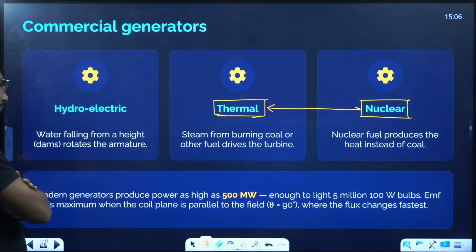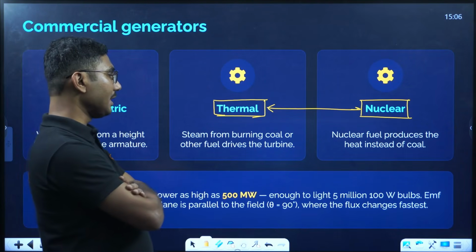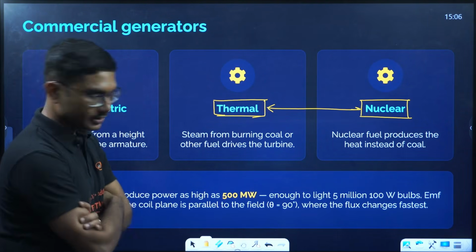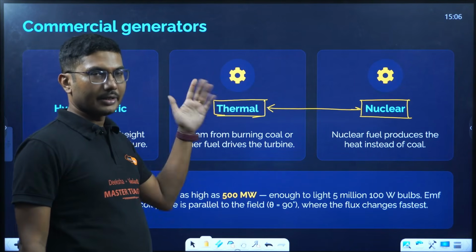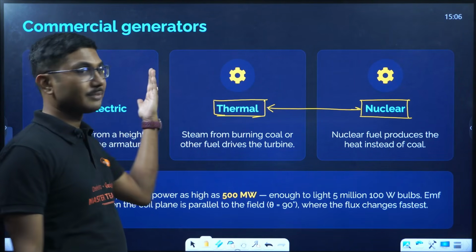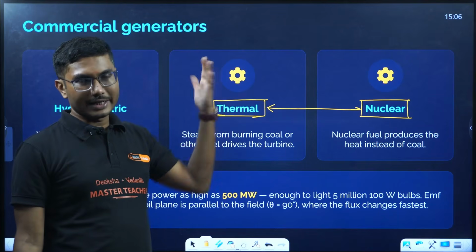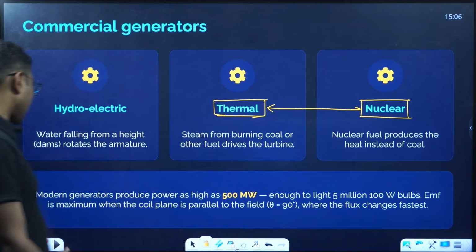EMF is maximum when the coil plane is parallel to the field, where the flux changes fastest. Obviously, when the plane is parallel to the field, the change becomes fastest, because it goes from 0 to 90, and 0 to 90 means maximum change in flux.